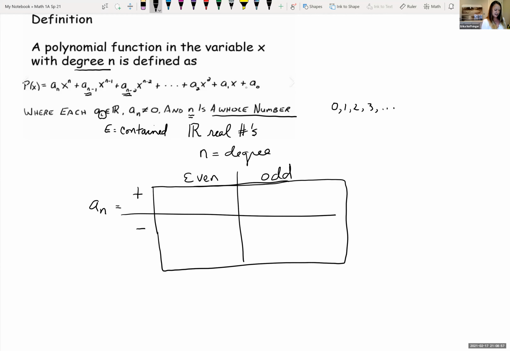And a sub n, again, is our leading coefficient. And so let's look at the limit as x is going to positive infinity of a sub n x raised to the nth, where this is a positive number. Let's say n is even.